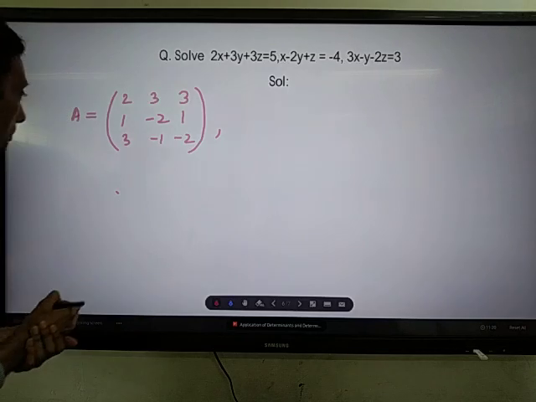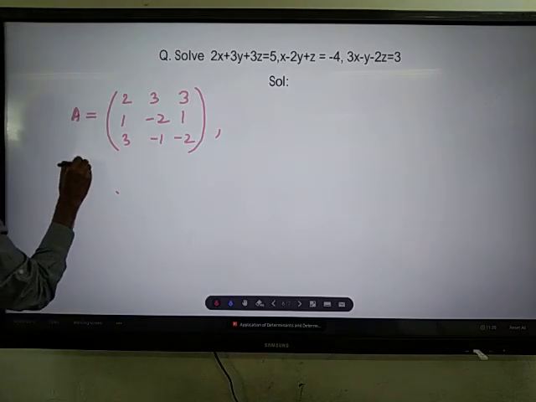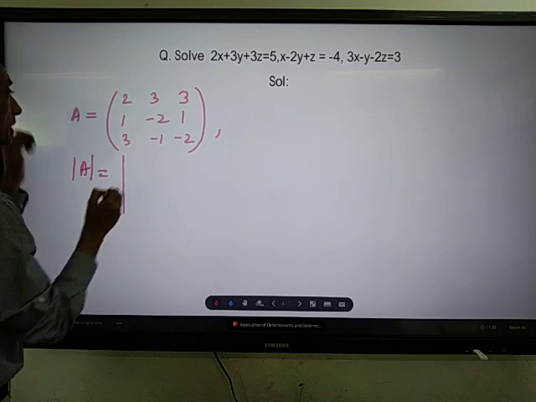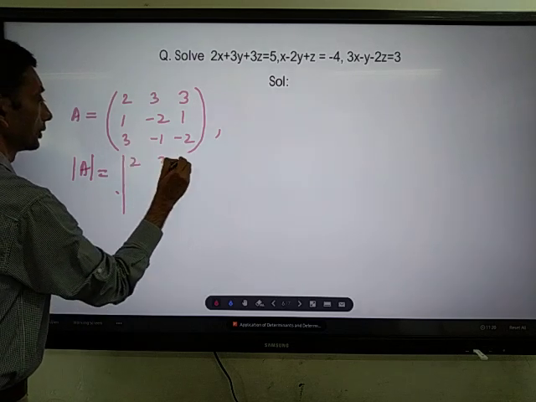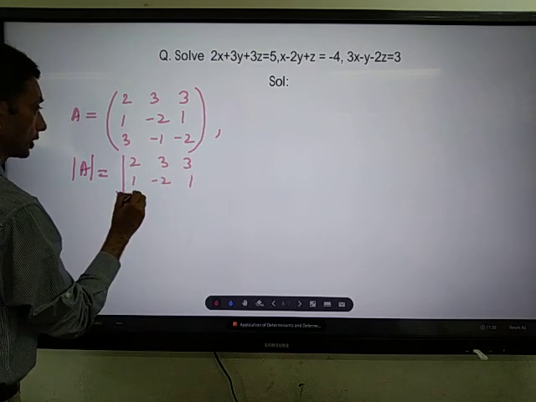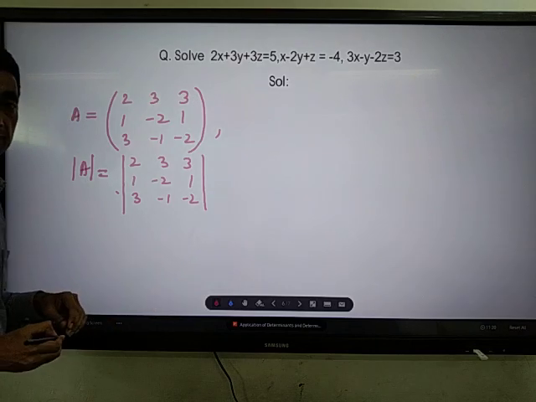What's the next step? The next step is very important. To calculate determinant A, we will convert this matrix to a determinant: 2, 3, 3 and 1, minus 2, 1, and 3, minus 1, minus 2. Then we evaluate this determinant.